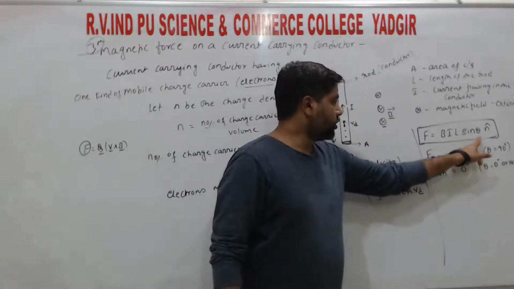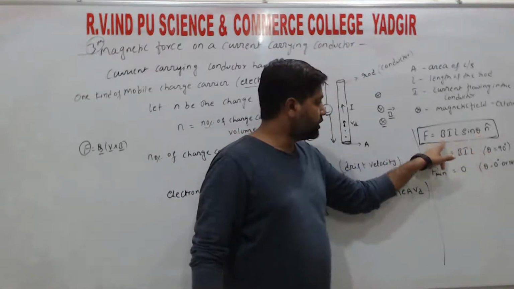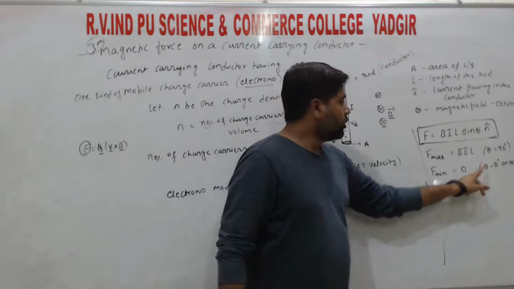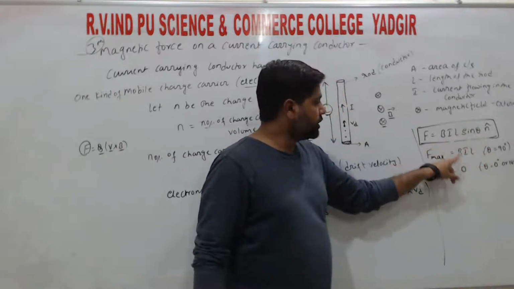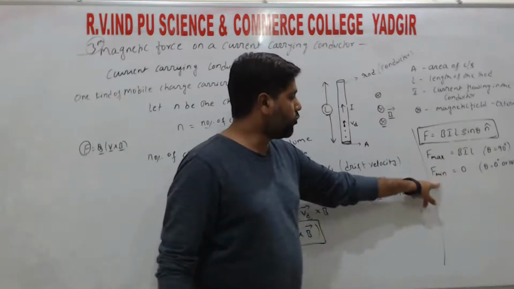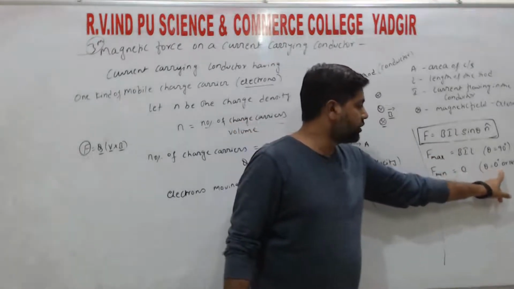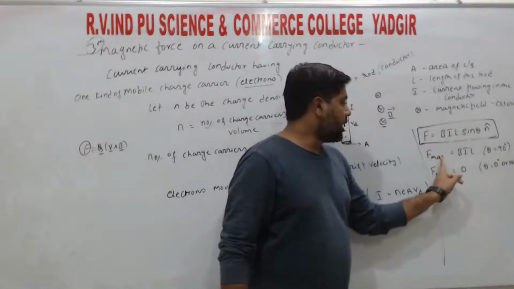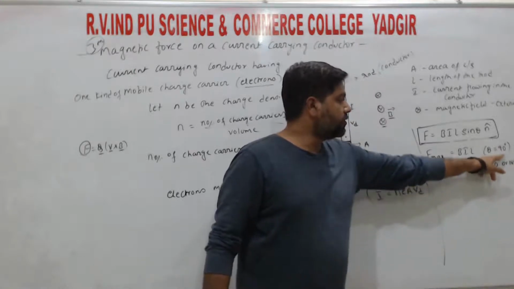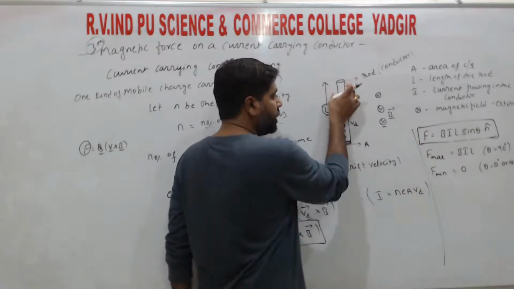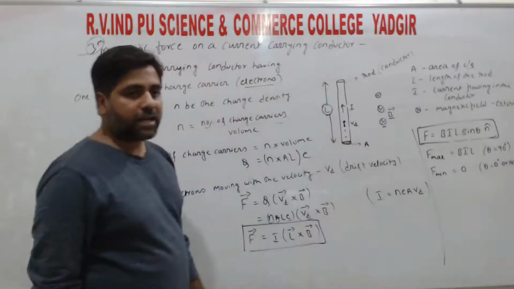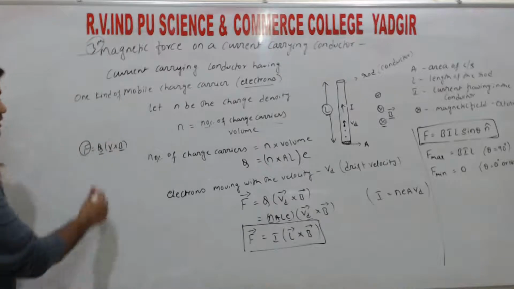that means its value is 0 when theta is either 0 degrees or 180 degrees, right? Sin 0 is 0, so 0 into this term again gives 0. 180 means again 0, since sin 180 is 0, so 0 into this term gives 0. So force is minimum when theta is 0 degrees or 180 degrees, and force is maximum when theta is 90 degrees. So this is the force experienced by a conductor which is carrying current.